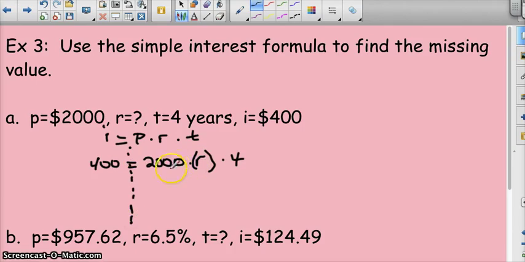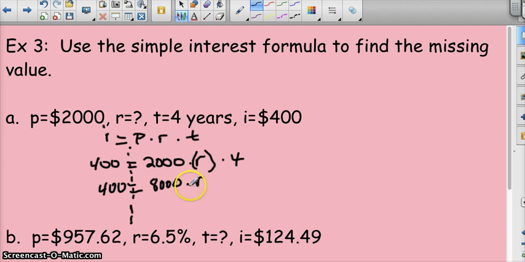Now to solve for R, I've got to get rid of the 2,000 and the 4. And the easiest way to do this, since they're all multiplied, is just to multiply the 2,000 and the 4 first. 2,000 times 4 is 8,000. So I get 8,000 times R equals 400. From here, I want to get R by itself.